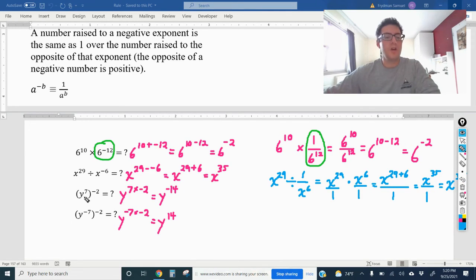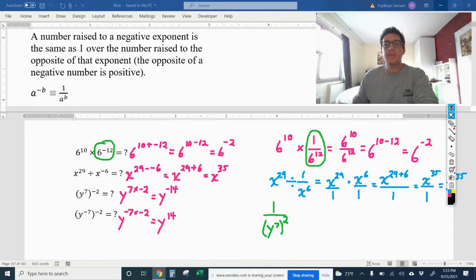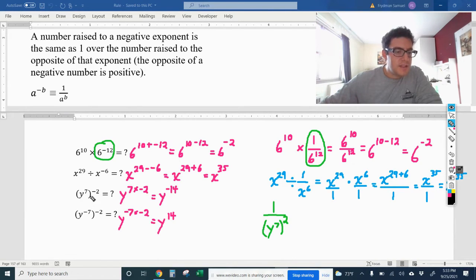Y to the 7th power, all raised to the negative 2nd power. What would that be? That would be like 1 over y to the 7th power to the positive 2nd power. If that's a little bit confusing, then you can think about it this way. In this example over here, y to the 7th power is the base. It's just like the a that we had over here.